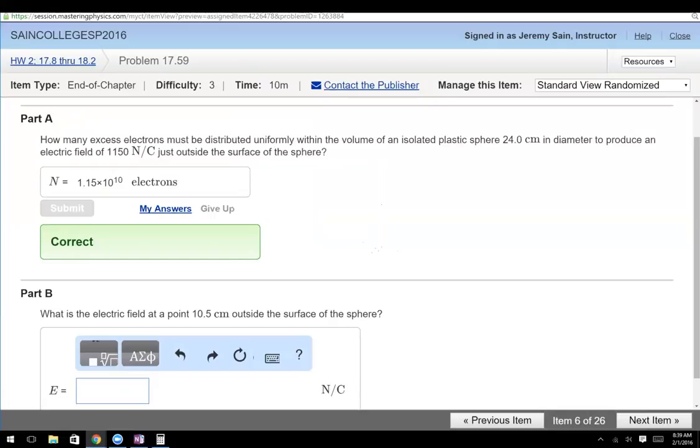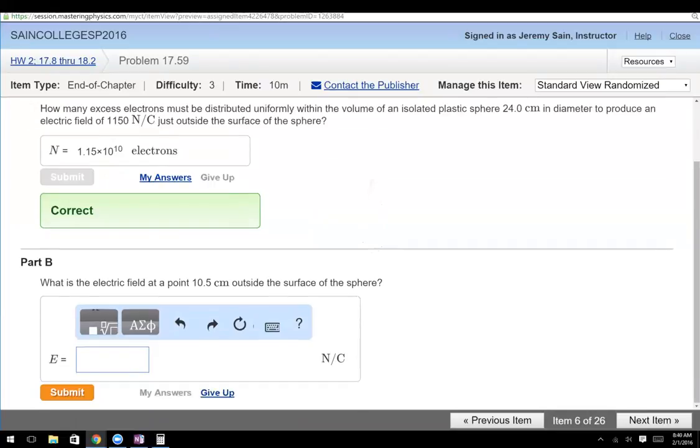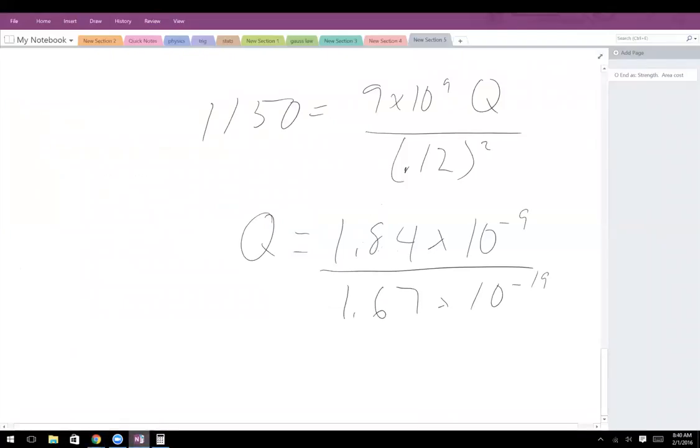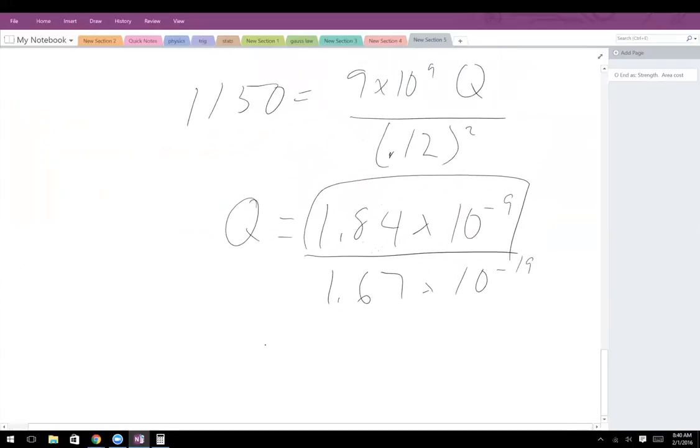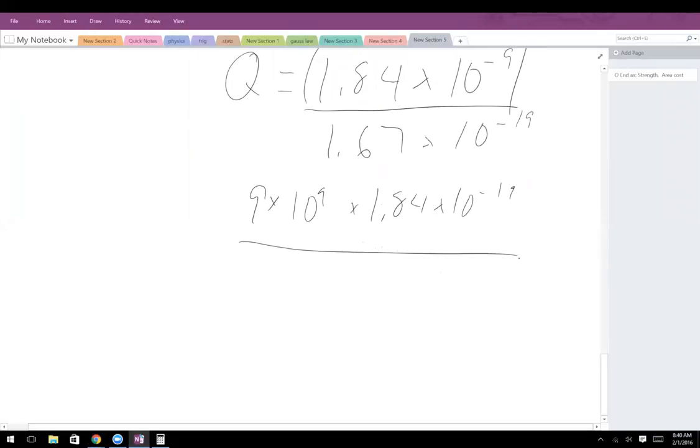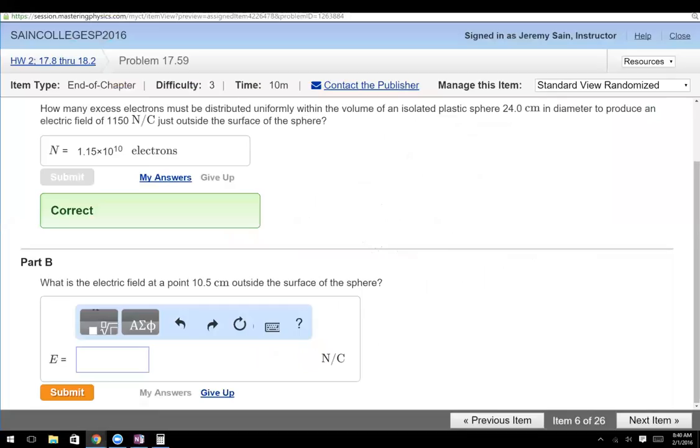All right. Cool. What's the electric field that far outside the surface of the sphere? It's the same thing. We know what Q is now. So now you're just going to add the extra distance. You're going to go 9 times 10 to the 9th times our Q, 1.84 times 10 to the minus 19th, and then divide by the radius, which was 0.12. We're going an extra 0.105, so 22.5 centimeters.